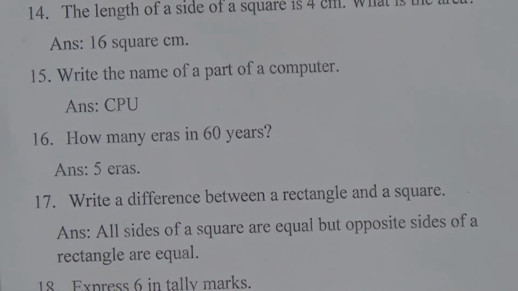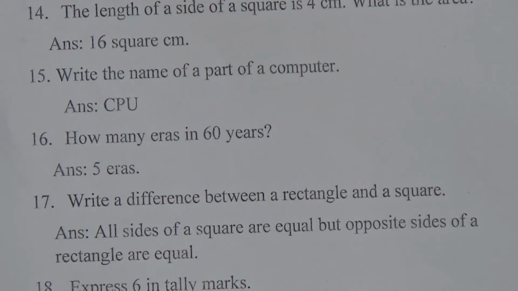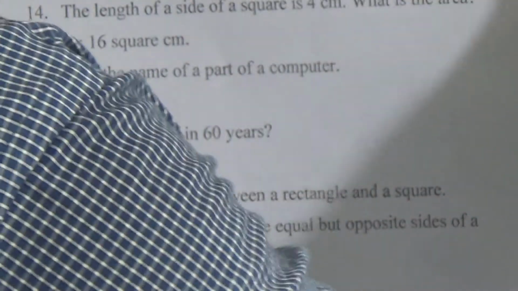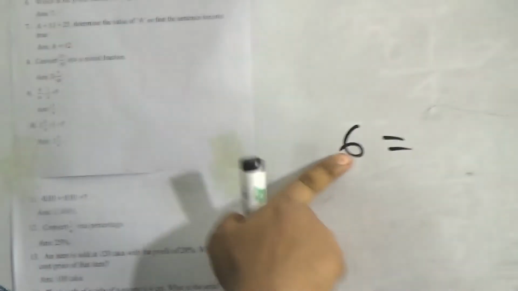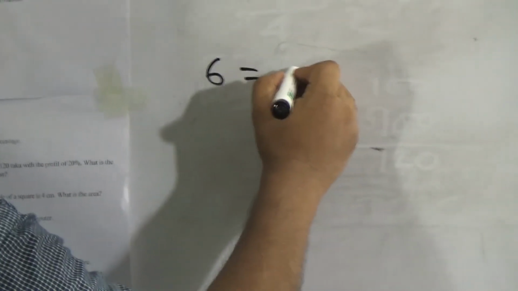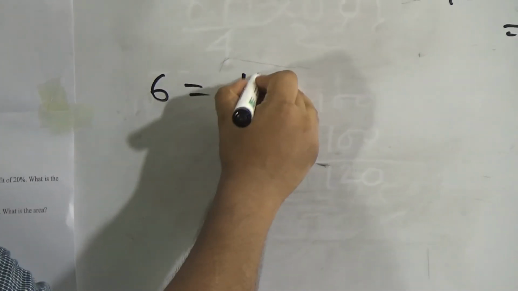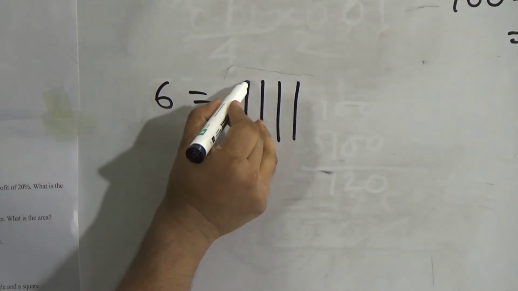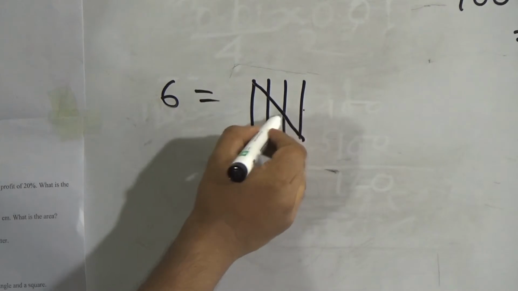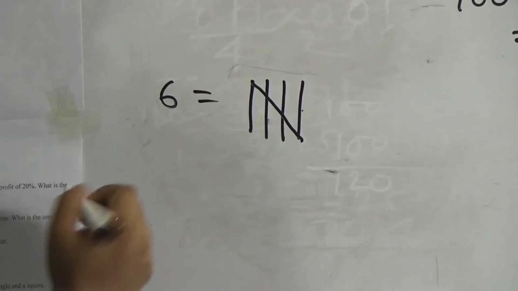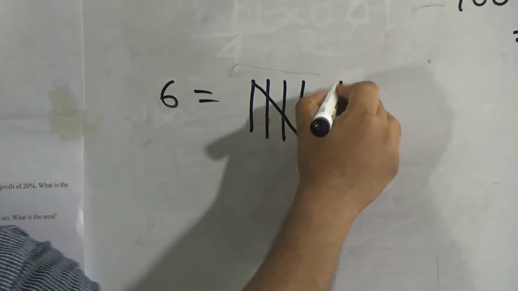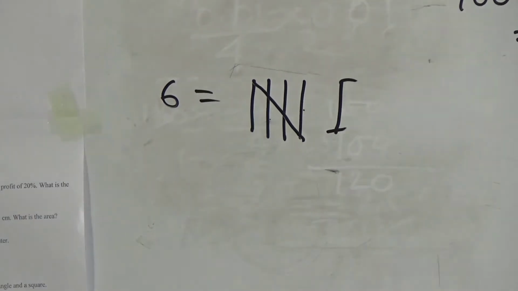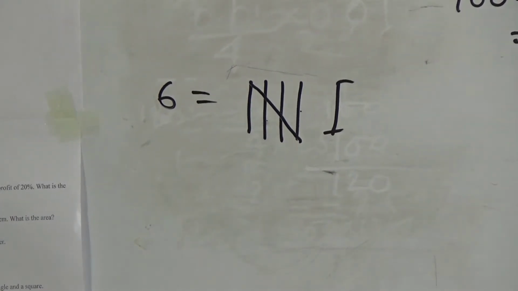Okay. Now express 6 in tally marks. Please notice, express 6 in tally marks. For 6, at first we draw 4 sticks, 1, 2, 3 and 4, and the 5th stick will be this one. So 1, 2, 3, 4 and 5, but here it is 6, so we write another one, and just like this, 5 sticks and one stick.